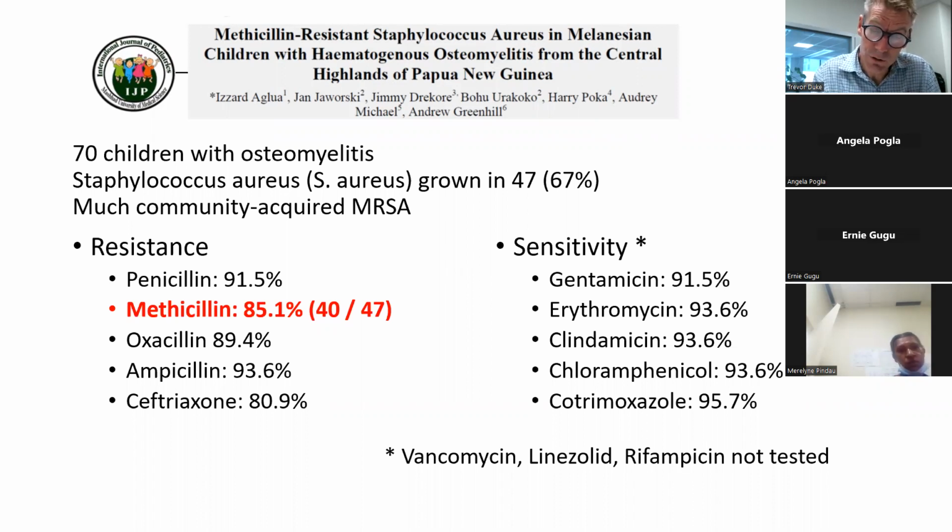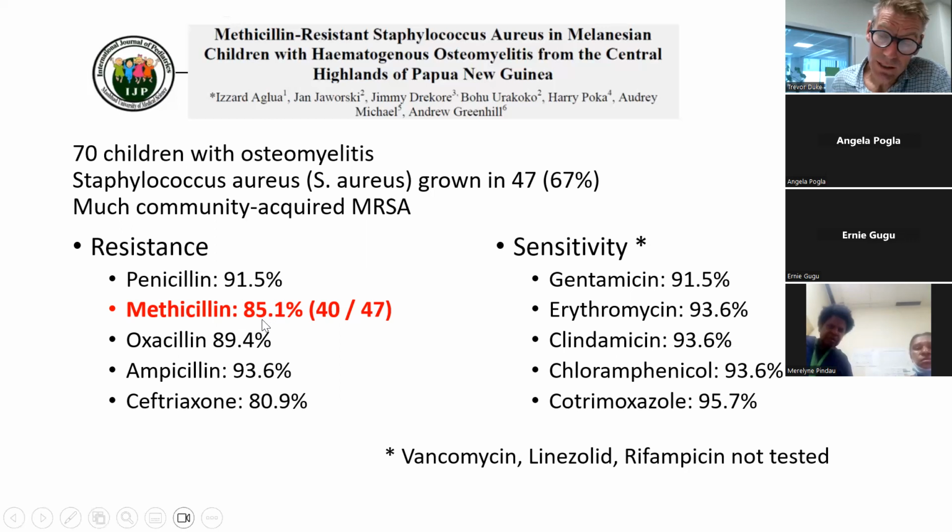Hospital that looked at 70 children with osteomyelitis and found that Staph aureus was found in the majority. Two-thirds had Staph aureus as a cause of their osteomyelitis, and most were resistant to methicillin. So that's not to say that would be the case everywhere, but it certainly was in Kundiawa, where 85% of the Staph aureus were resistant to methicillin, and therefore resistant to flucloxacillin and cloxacillin.